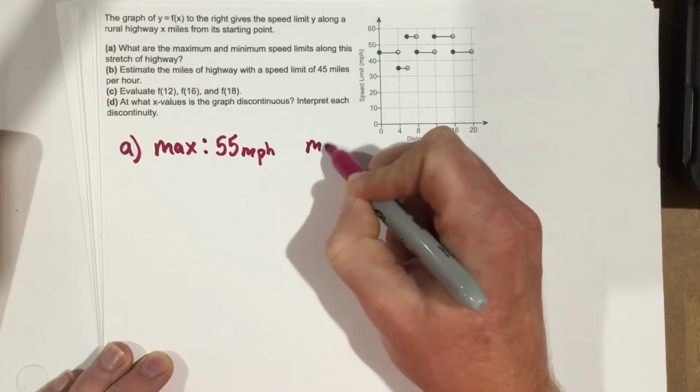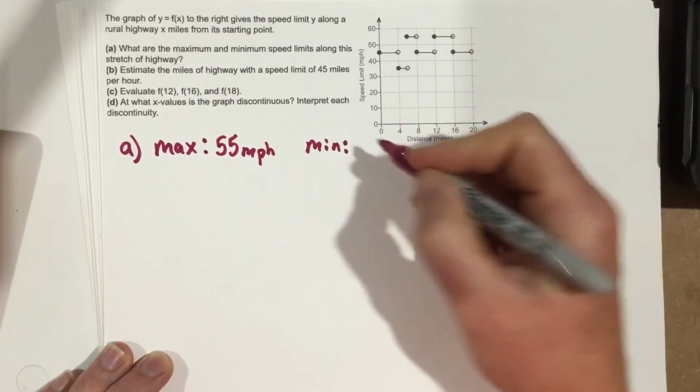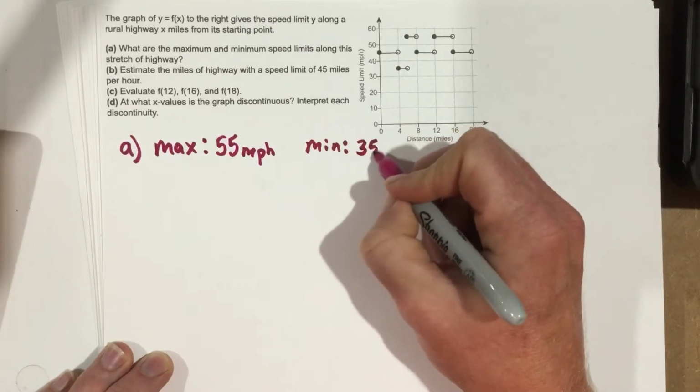and the min, well, the minimum we went on this road was 35, so we're going to call that 35 mph.